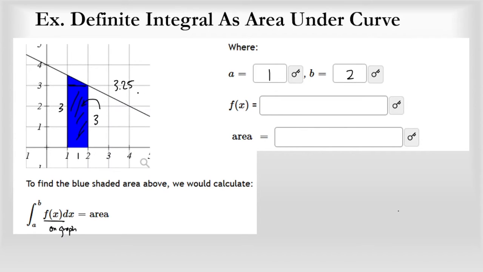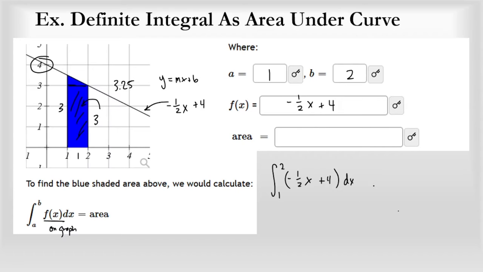What are we going to integrate? Well, we need the equation of this line. You know how to find the equation of a line, right? y equals mx plus b. Well, I can read the b off the graph. There's a +4 in here. And then I know there's a negative slope. What is it? If I go down 1 over 2, so -1/2 x. So that is going to be the function that I am integrating. Okay. So I'm going to take the integral from 1 to 2 of -1/2 x plus 4 dx.